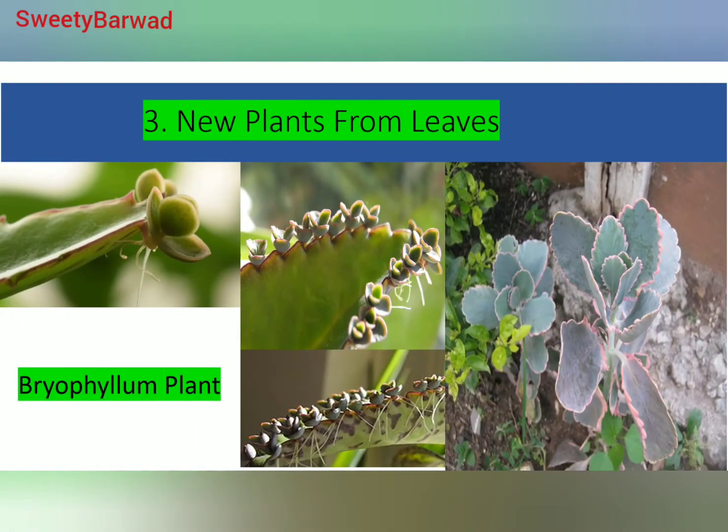Children, do you know some plants grow from leaves also? To explain this, I want to give you the example of the bryophyllum plant. Yes, the bryophyllum plant has buds on the edges of its leaves. As given in the first picture, when these buds fall on moist soil, they produce a new plant.